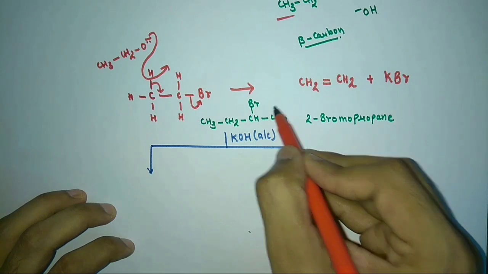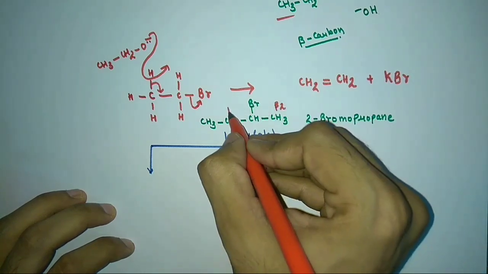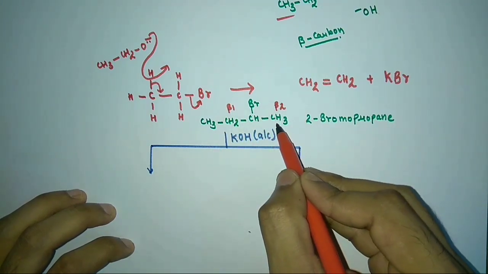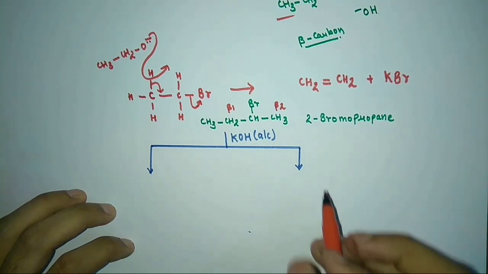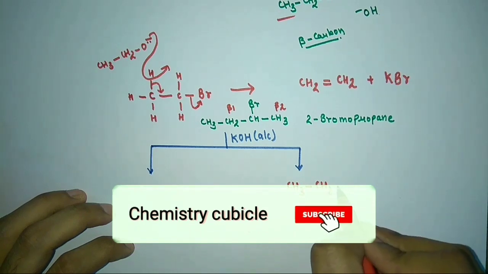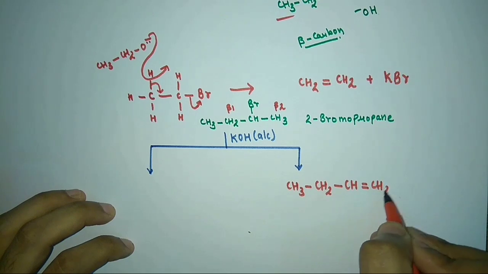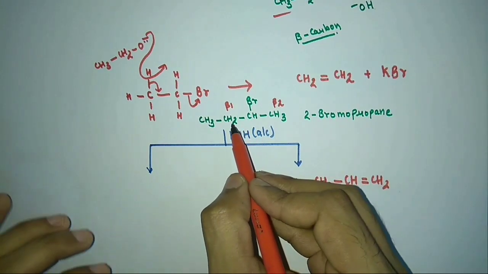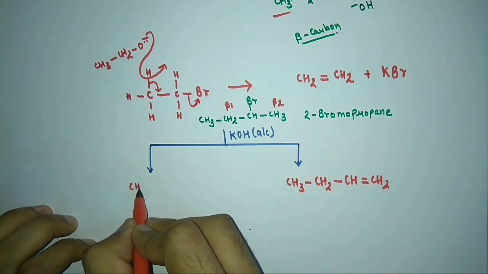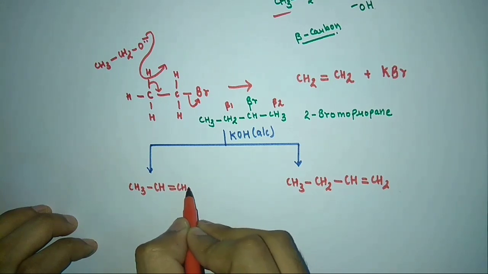Okay, this is also beta and this is also beta. Let's suppose this is beta 2 and this is beta 1. When the hydrogen is abstracted from this beta 2 carbon atom, the product is CH3 CH2 CH double bond CH2. And when the hydrogen is abstracted from this beta 1 carbon atom, the product is CH3 CH double bond CH CH3.